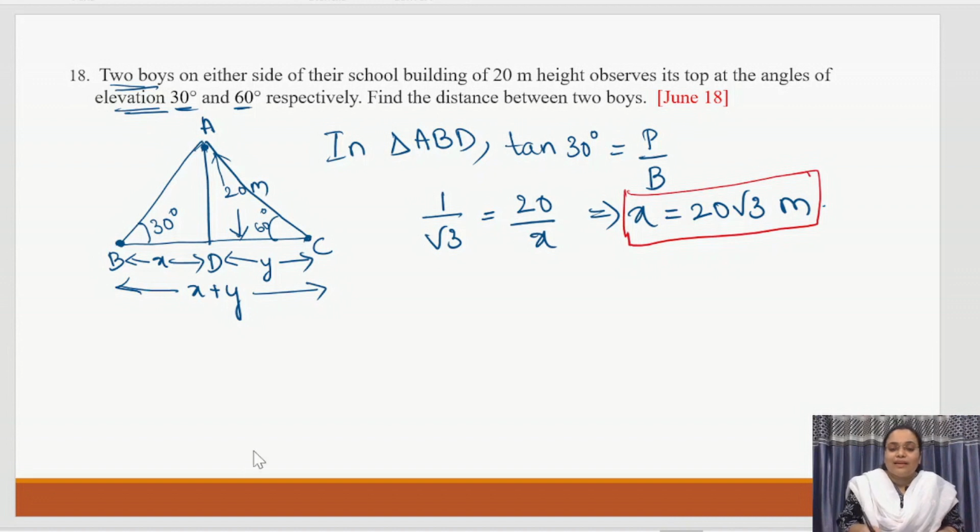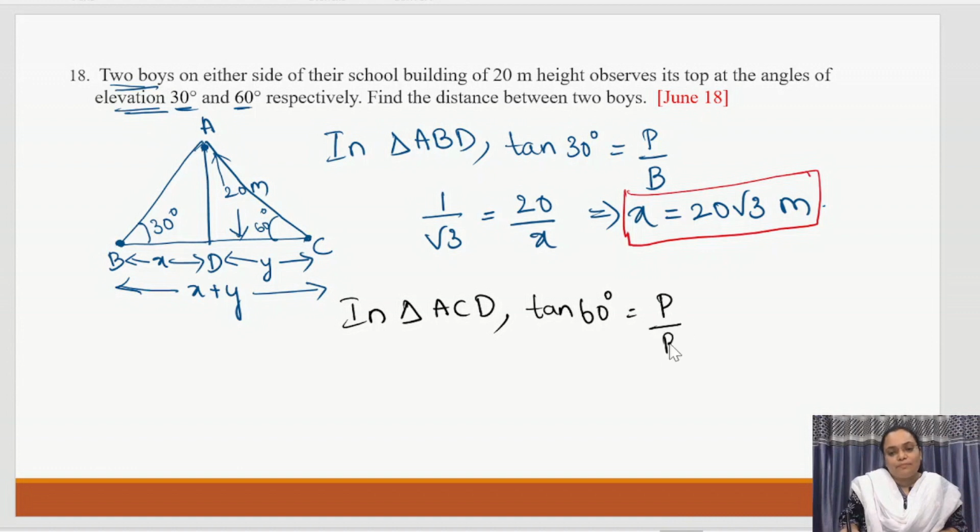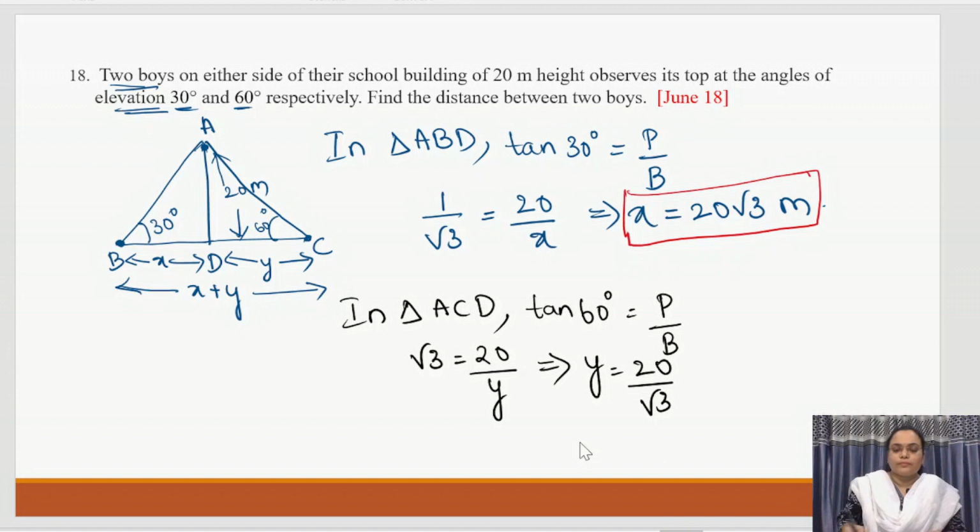Clear? Now let us take the triangle ACD. In triangle ACD, what is the angle? The angle is 60 degrees. The side opposite the angle is the perpendicular and this is the base. So you can apply tan 60, which is perpendicular by base. Tan 60 is root 3, equal to perpendicular 20 by base y. If you want y, you take 20 by root 3. We have got y as 20 by root 3 meters.